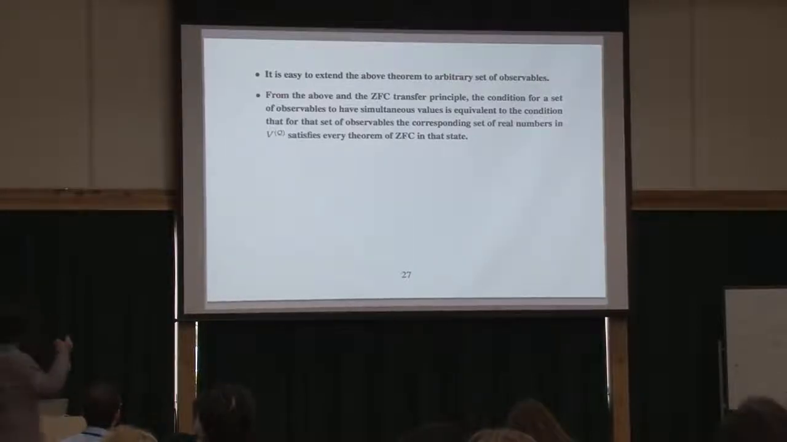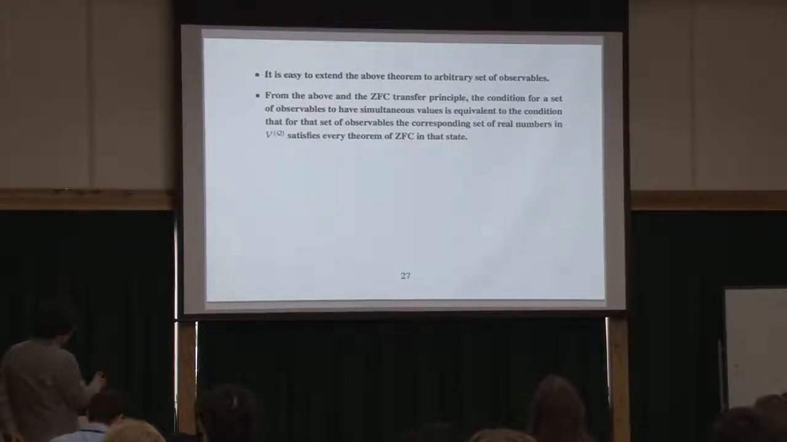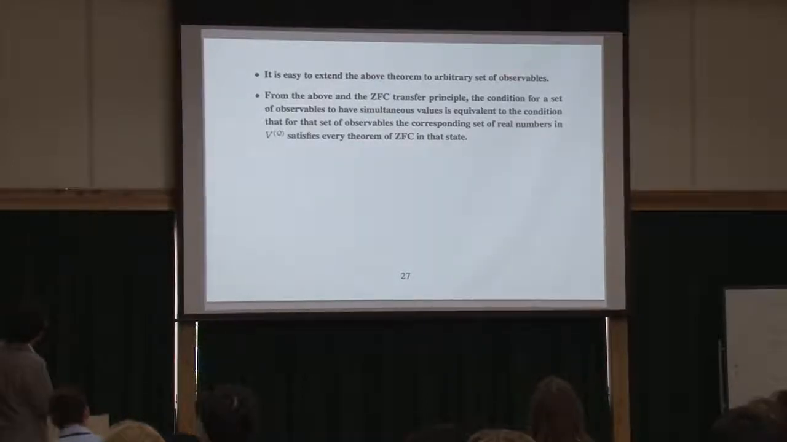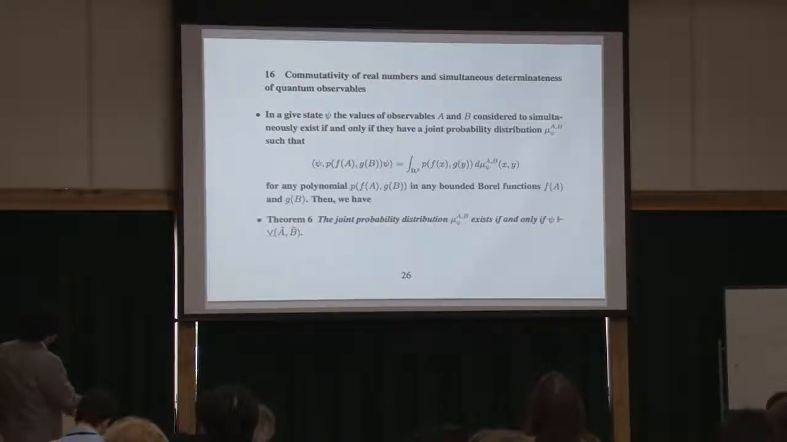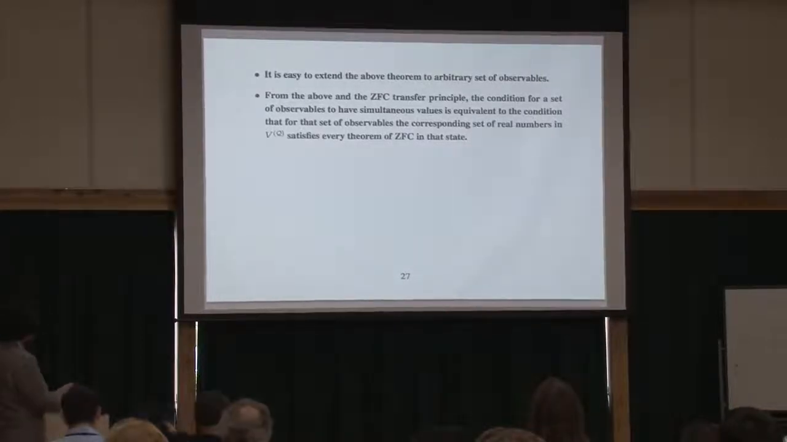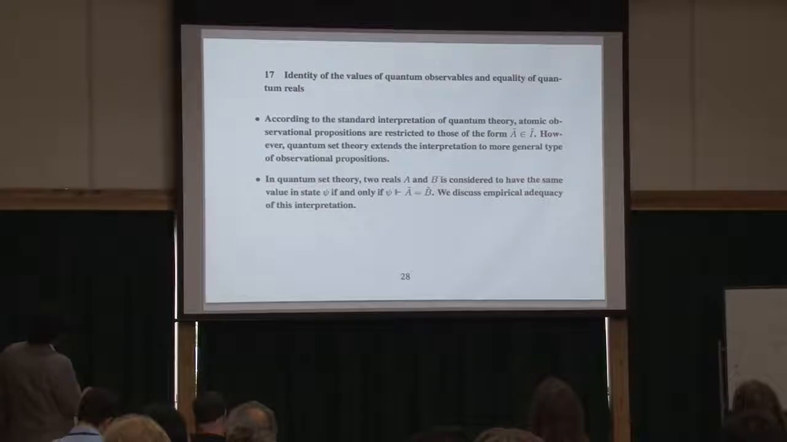So it is easy to extend the Bell theorem to an arbitrary set of observables. From the above and the ZFC transfer principle, the condition for a set of observables to have simultaneous values is equivalent to the condition that for that set of observables, the corresponding set of real numbers in VQ satisfies every theorem of ZFC in that state, because in this state, this commutator is satisfied, equal to 1. So in this state, the probability of any ZFC theorem is always 1.